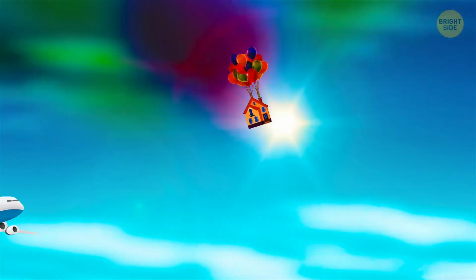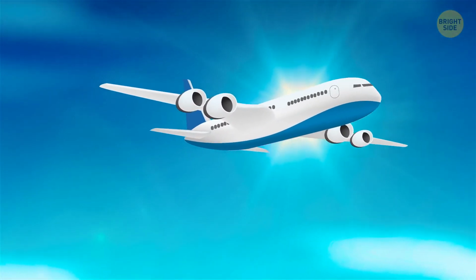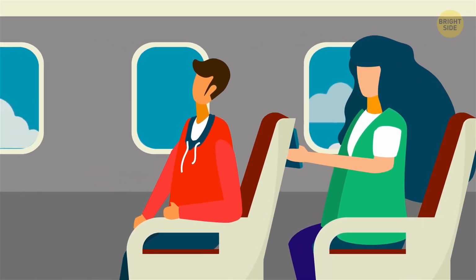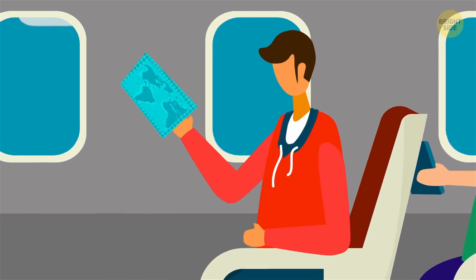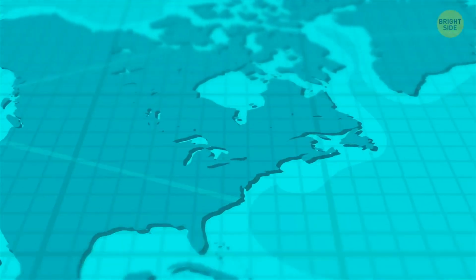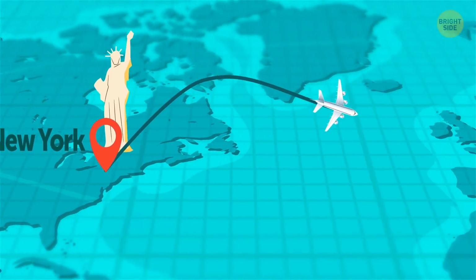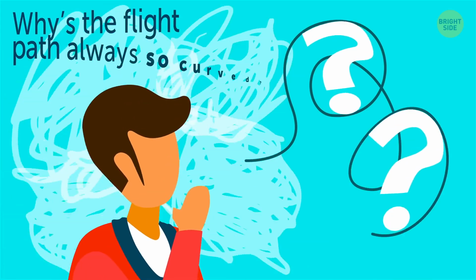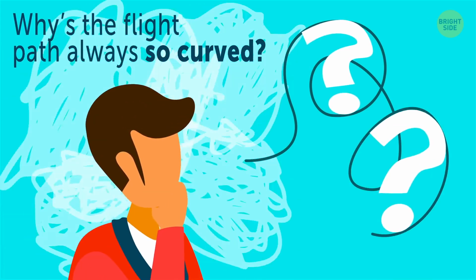Hey, you ever been on a long flight, can't sleep, watched as many movies as you can, and still left with nothing to do? Well, time to watch The Flight Path. But all I can think is, hey Captain, can you take more of a beeline to get me from New York to Berlin? So it begs the question, why is the flight path always so curved?